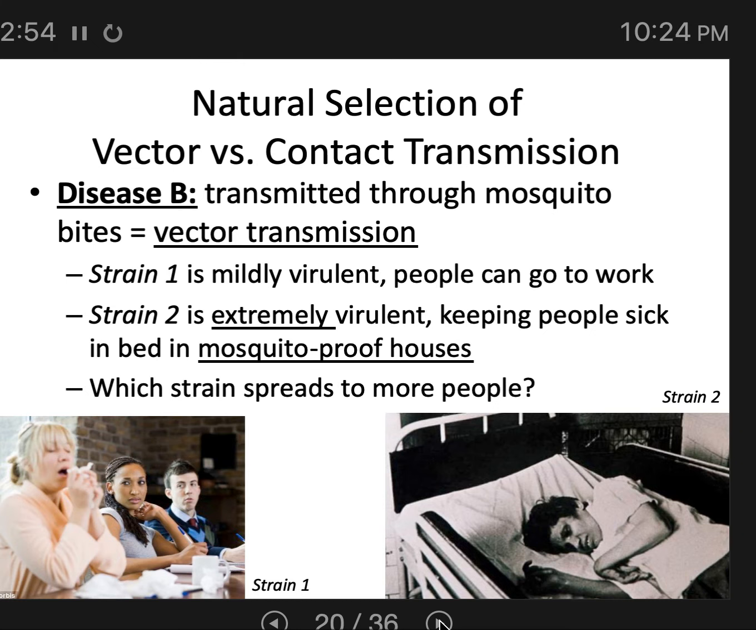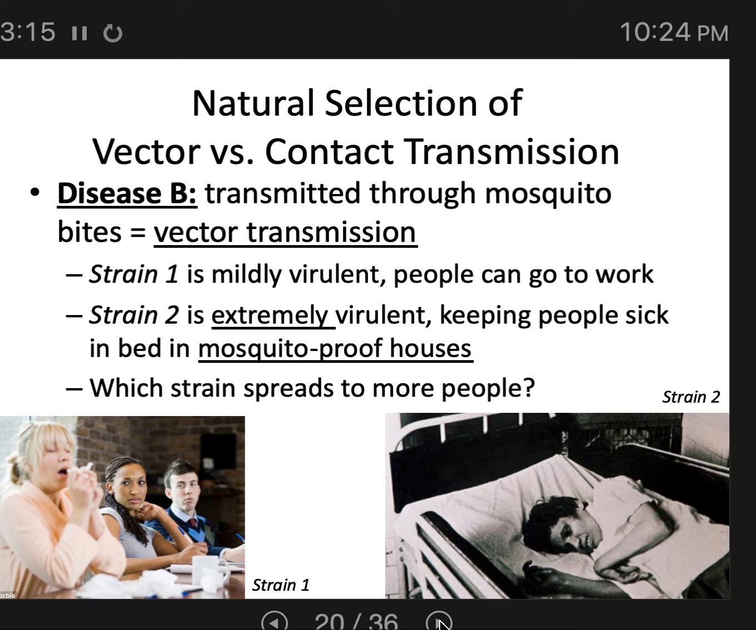In this new human environment, which strain is going to spread to more people? The harmful strain or the mild strain? In this environment, it's the exact same pathogen. All we've changed is the human environment. And in this new scenario, it's the mild strain that's favored.